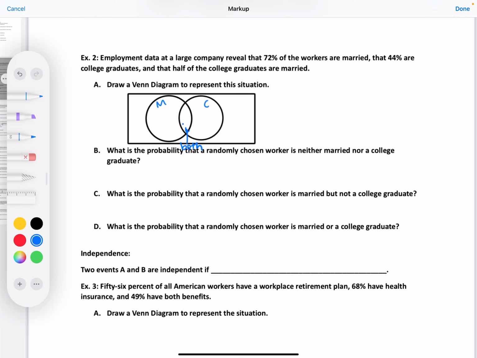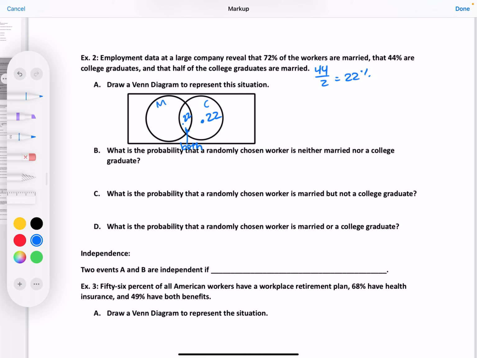Where do you get 0.22 from? So it says half the college graduates are married. So there's 44% that are college graduates, so I'm just taking that and halving it. So then, to find how many are just college graduates that aren't also married, I would need to do the 44 minus whatever the overlap is, which since it said half, we just know the other half is on the other side. So that's 0.22.